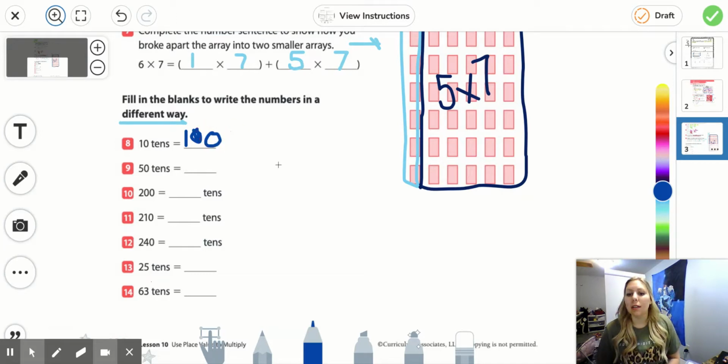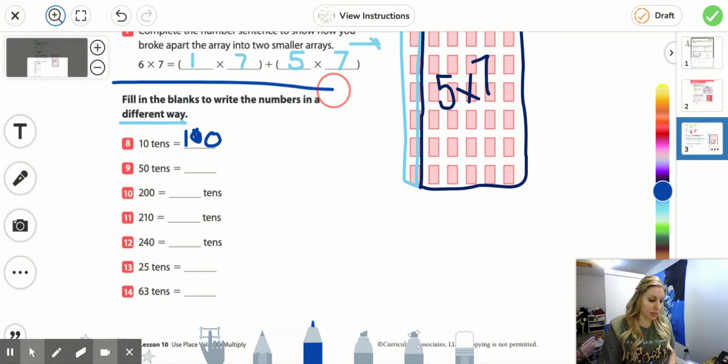Okay. Same thing, 50 tens. What would 50 tens be worth? What would 200 equals how many tens? How many tens are in 200? How many tens are in 210? How many tens are in 240? What's 25 tens worth? What's 63 tens worth? So this is your independent piece for this lesson. Page 1 will be graded and this bottom part down here will be graded.